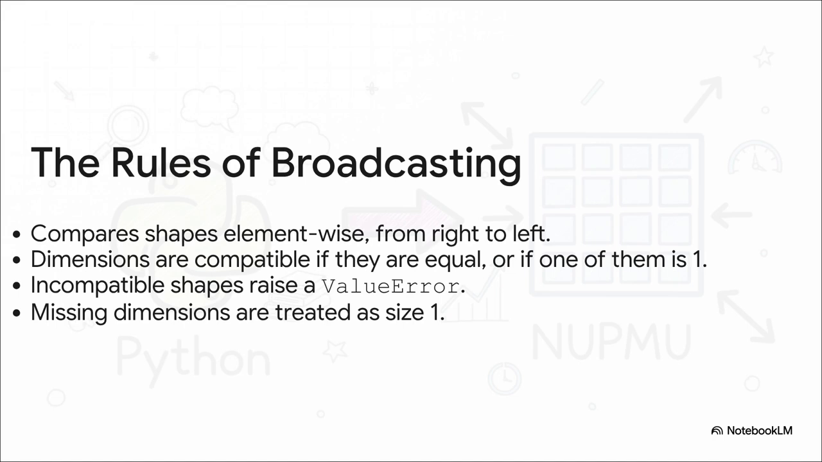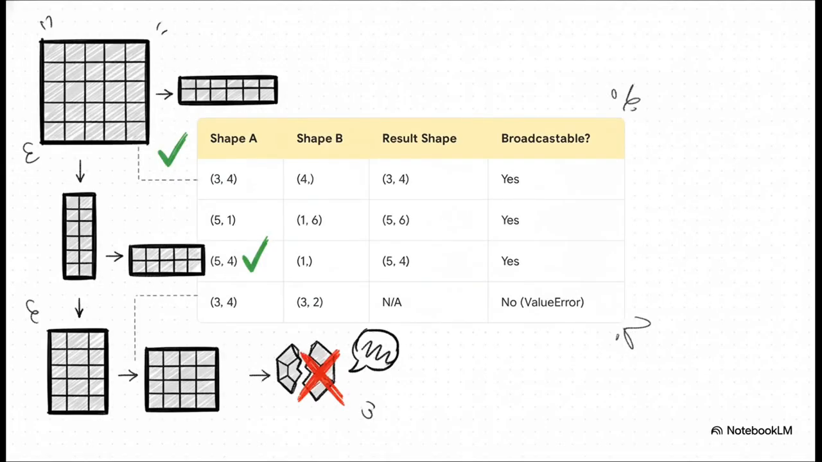NumPy looks at the shapes of your arrays from right to left. For any given dimension, the sizes either have to be the same or one of them has to be 1. If you can check that box for all the dimensions, you're good to go. And you can see how that plays out right here.